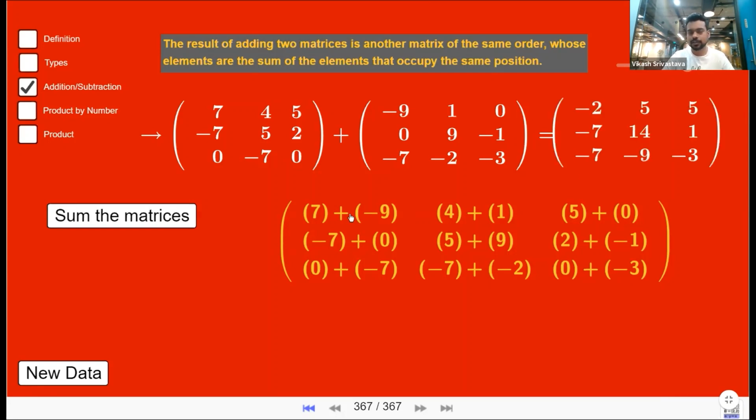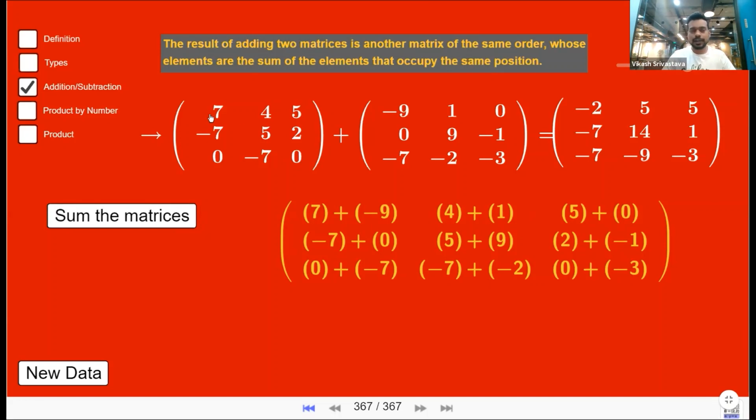As you can see, this is minus 2, this is 5, this is 5 again, minus 7, 14, 1, and minus 7, minus 9, minus 3. So whenever we want to add two matrices of the same order, we'll essentially add the corresponding elements.